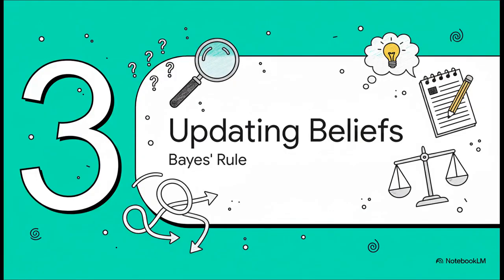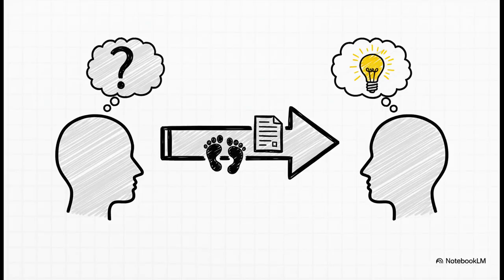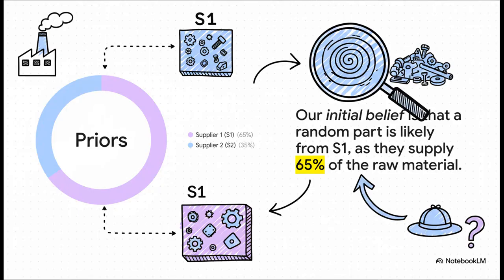Okay, but in any investigation, new evidence comes to light, right? So what happens to our beliefs when we get new information? How do we update our suspicions as we go? This is where a fantastic tool called Bayes' rule comes into play. It's basically a mathematical way of doing what great detectives do instinctively. They adjust their theories as new clues pop up. It tells us how to formally change our minds based on data, moving from an initial belief, which we call a prior, to a new updated belief, a posterior. Let's see how it works.